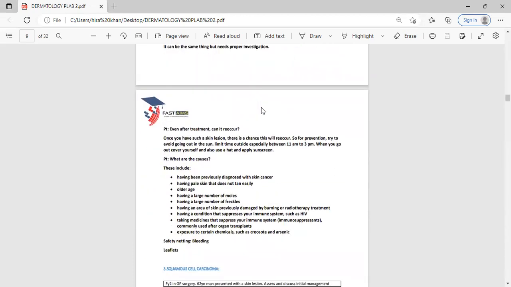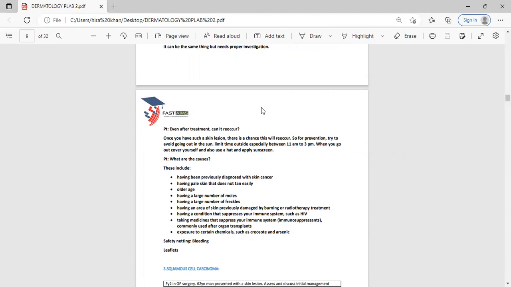Then, even after treatment, can it recur? So you have to tell the patient, once you have such a lesion, there is a chance this will recur. So for prevention, there are a few things that you need to do. Try to avoid going out in the sun, limit the time outside, especially between 11 a.m. to 3 p.m. And when you go out, cover yourself, use a hat and apply sunscreen.